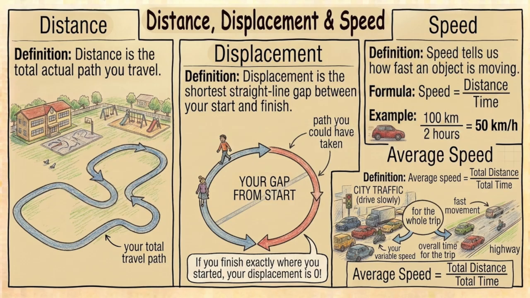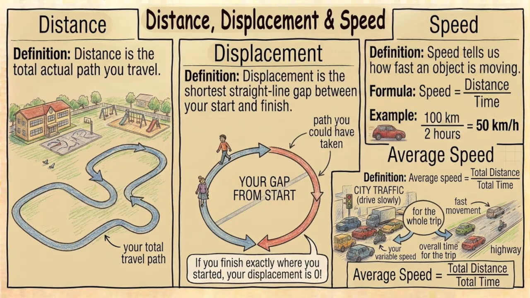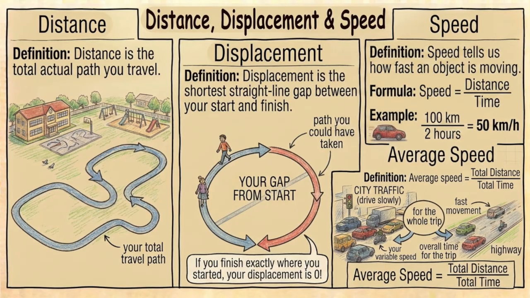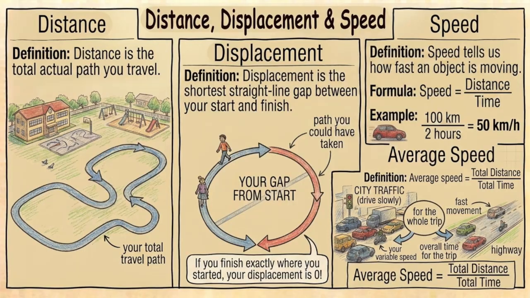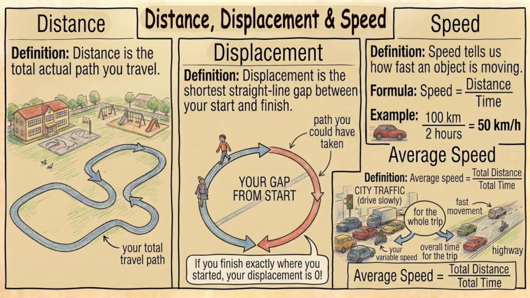Distance, displacement, and speed. Now let's understand how we measure motion. Distance. Distance is the total length of actual path traveled by an object. Imagine you walk around your school's playground. The entire path you have walked is called the distance. The SI unit of distance is meter.